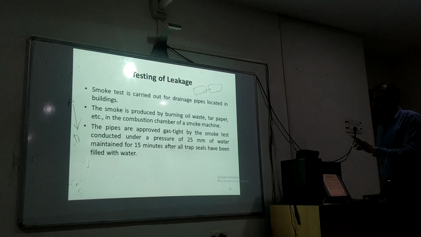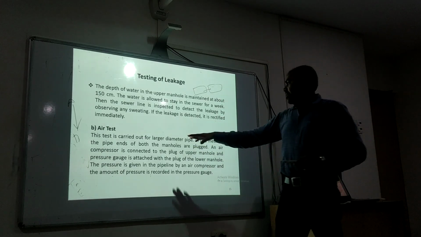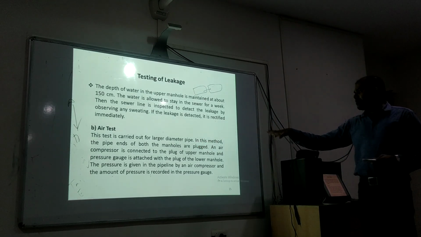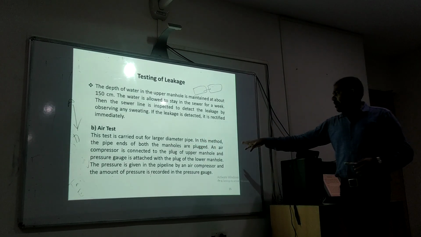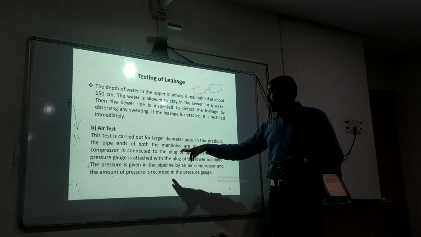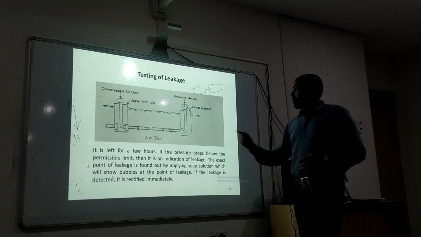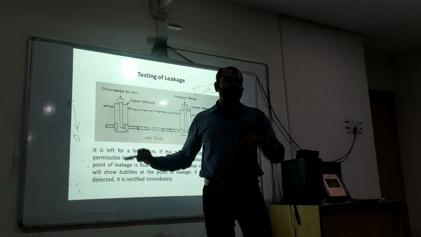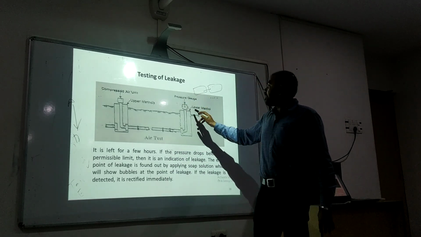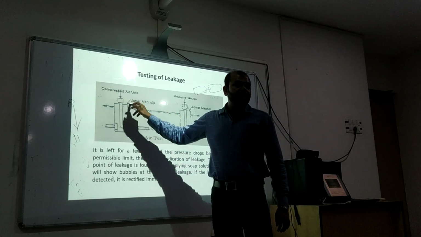Second is the compressed air test. For the smoke test, we prefer it. Okay. Air test क्या है इसमें? Compressed air is forced inside. This test is carried out for larger diameter pipes. In this method, the pipe ends of both the manholes are plugged. Plugged means locked. An air compressor is connected to the plug of the upper manhole and a pressure gauge is attached. See what happens basically: two manholes, inspection chambers, are selected. At one point a pressure gauge is there, and at another point an air compressor is fitted.